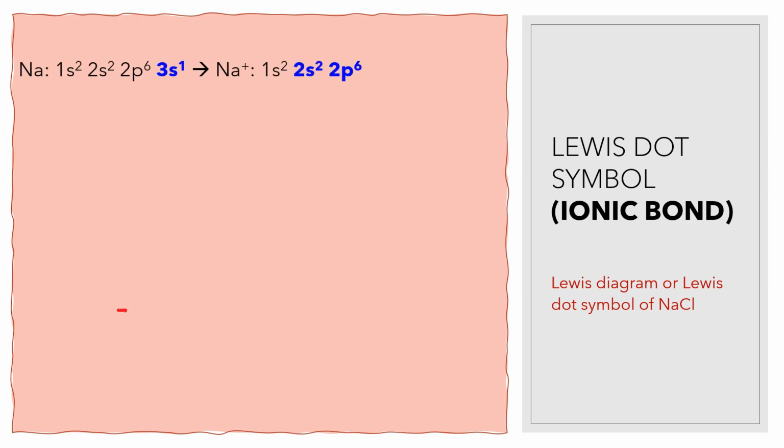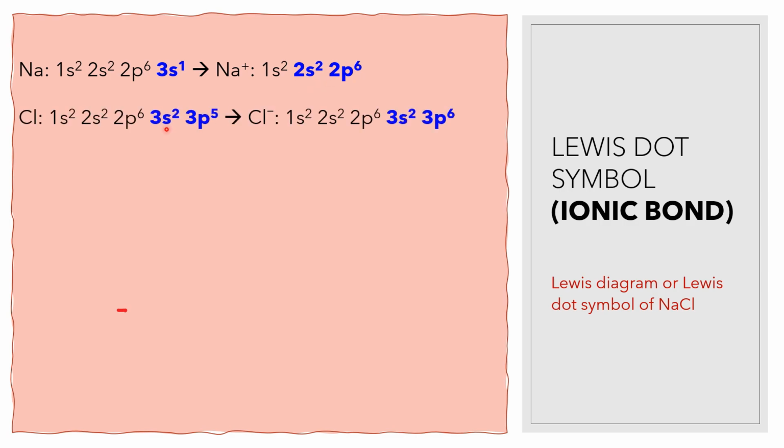Firstly, you have to write the electronic configuration of sodium in order to know its valence electron. From here, we have one valence electron in sodium. So sodium will lose this one valence electron to form Na+ ion. In this ionic configuration, this ion has achieved the stability of noble gas configuration.